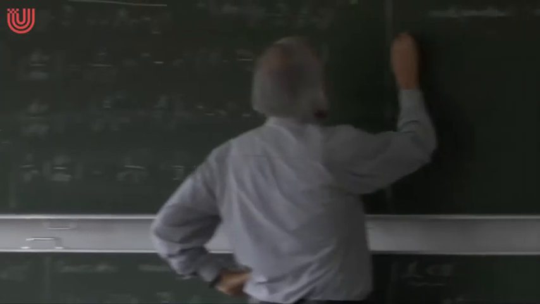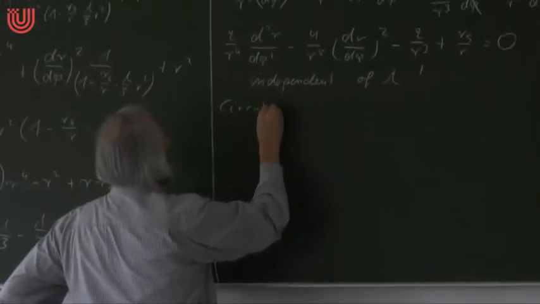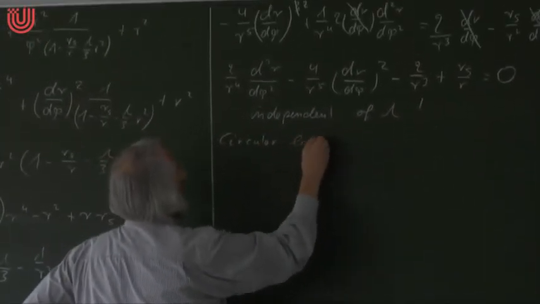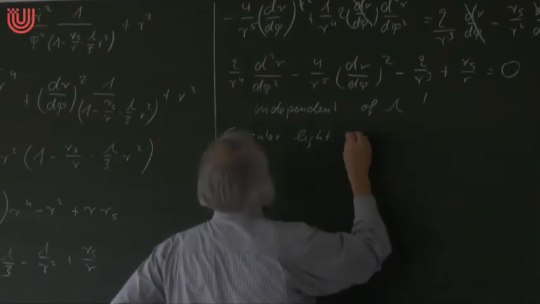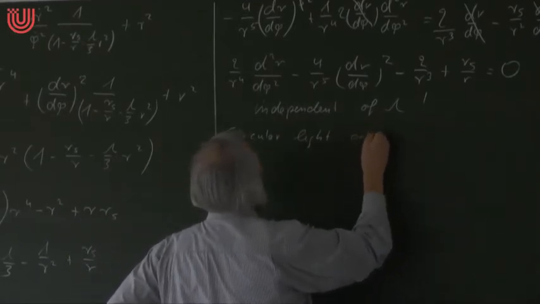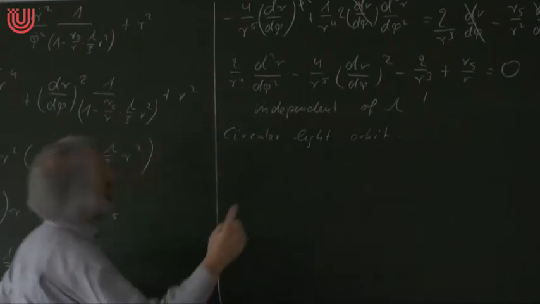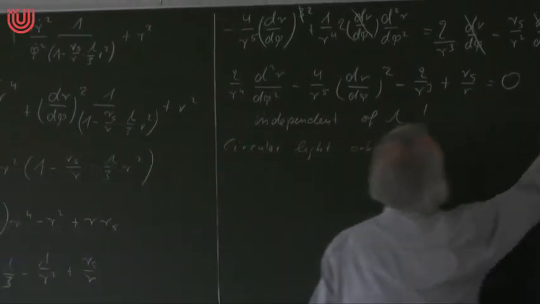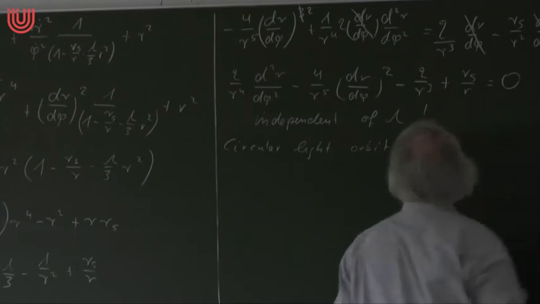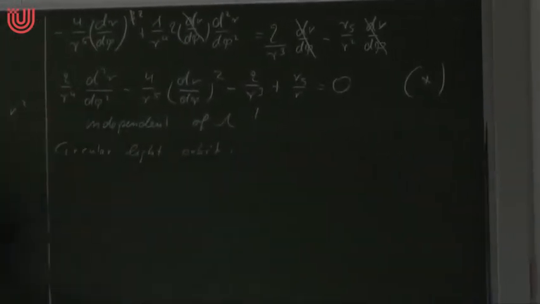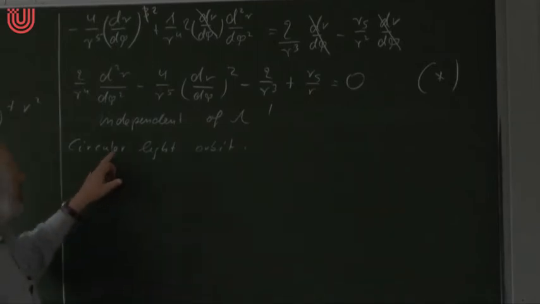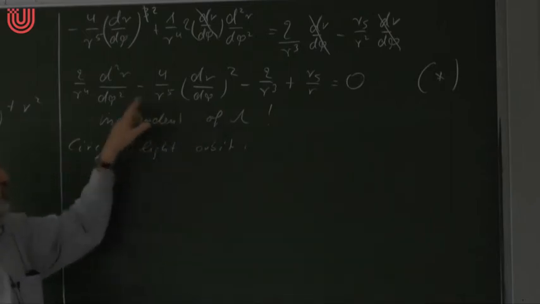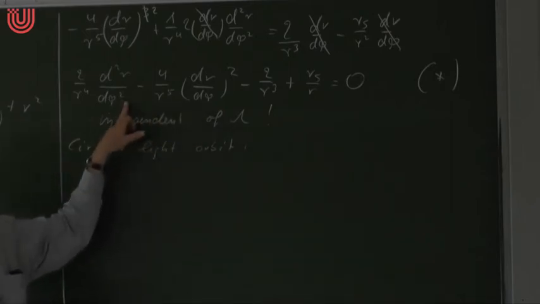So circular light orbit. Let me just write it this way. I think you know what I mean. A light-like geodesic. So we look at this expression here. It's very good that we have derived this equation here where the second derivative is involved. Then it's very, very easy to do it. Because if I have a circular light orbit, then dr by d phi must be 0, and the second derivative must also be 0.